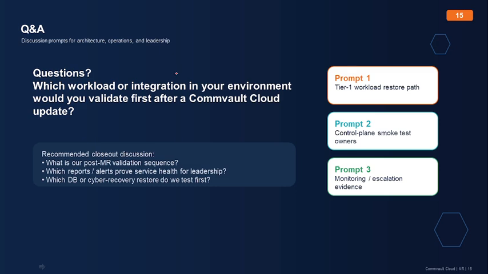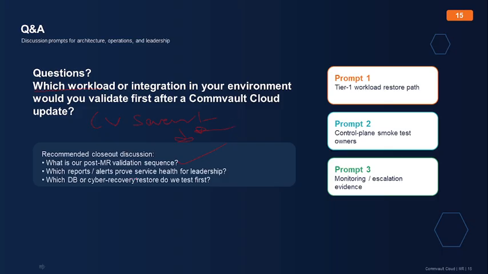This is the last slide for you, and here I have questions for you. Which workloads and integrations in your environment would you validate first after a Commvault Cloud update, a CV SaaS update? Provide your answer in the comment section. What is your post-MR validation sequence, so that I can also revalidate our slides and make a new video for you if you make a correction on this?